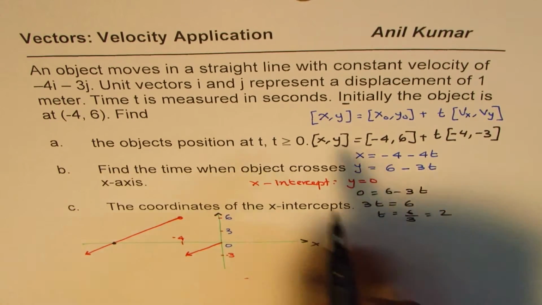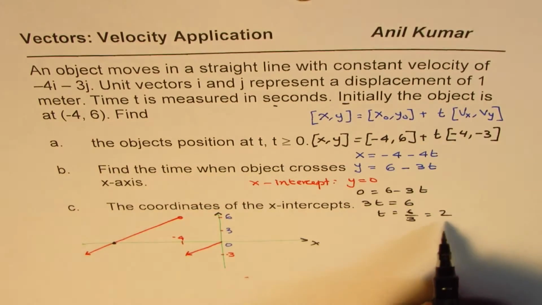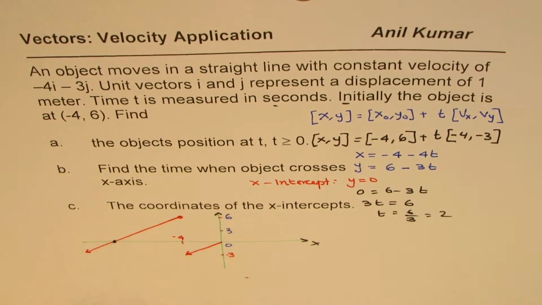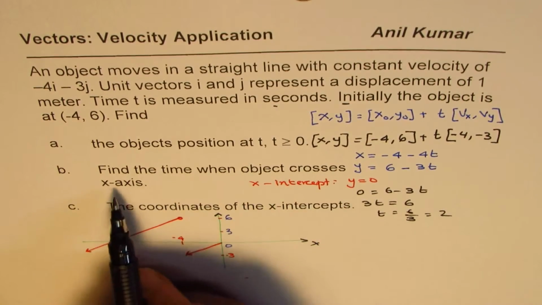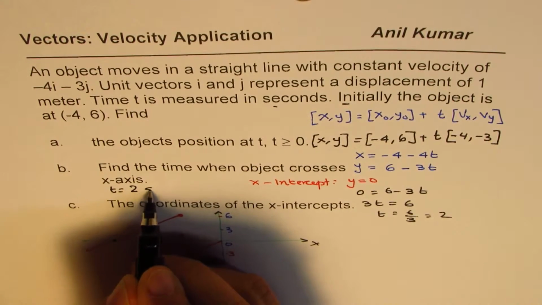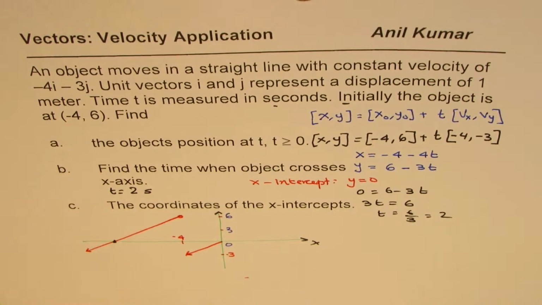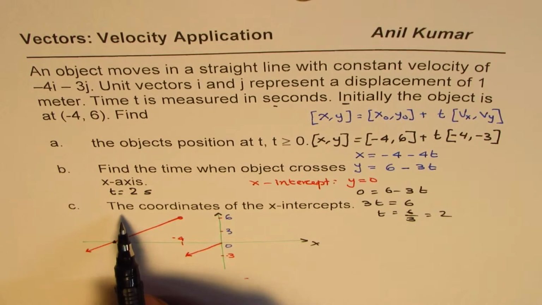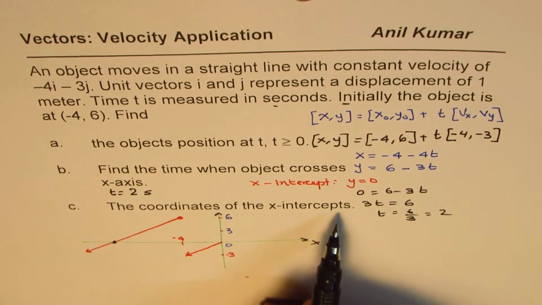In 2 seconds, time is in seconds, right? So in 2 seconds, the object will reach here on the x-axis. So find the time the object crosses the x-axis. The answer is t equals 2 seconds. That is important, units. Now part C is the coordinates of the x-intercepts.